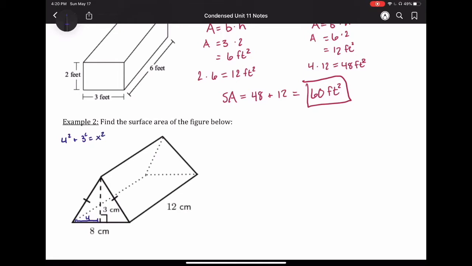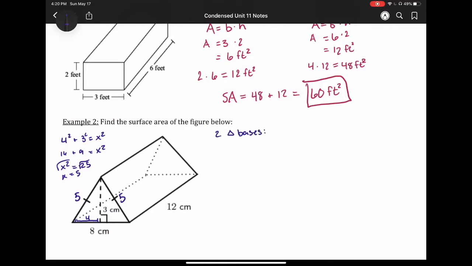4 squared is equal to 16. 3 squared is equal to 9, is equal to x squared still, which means that x squared is equal to 25. I'm going to square root both sides. That tells me that x is equal to 5. So both of these other sides are equal to 5. So now that I have all known sides that I need, I'm recognizing that I have two bases that are the same, so two triangular bases.